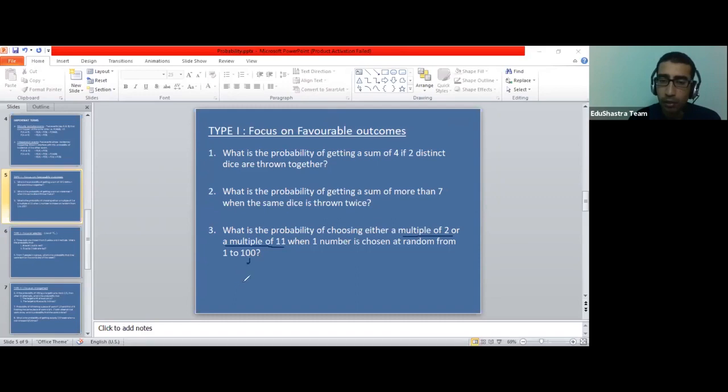So question number 3 is a typical union question, P(A union B), where let me say that A is the event of getting a multiple of 2 and B is the event of getting a multiple of 11 when one number is chosen at random. So P(A union B) is P(A), which means getting a multiple of 2, plus P(B), which means getting a multiple of 11, minus P(A intersection B), which means getting a number that is a multiple of 2 as well as a multiple of 11, which means A intersection B is getting a multiple of 22.